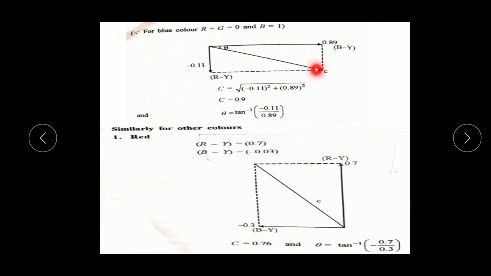Similarly, for other colors such as red, how do we calculate it? Putting in the values, R minus Y equals 0.7 and B minus Y equals minus 0.3. In that case, the equivalent C is 0.76 and theta equals tan inverse of minus 0.7 by 0.3.